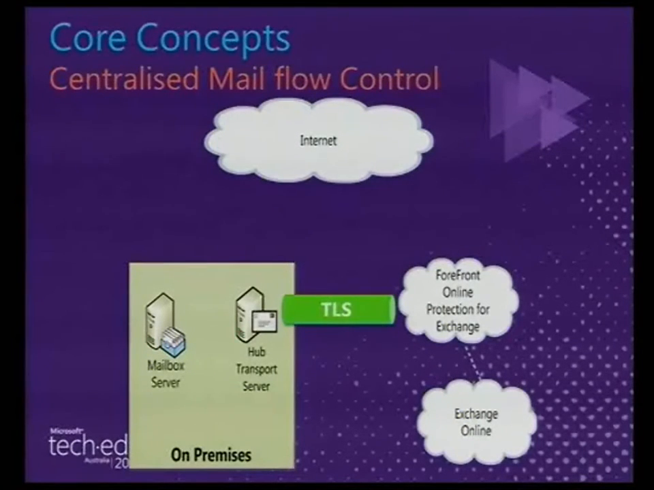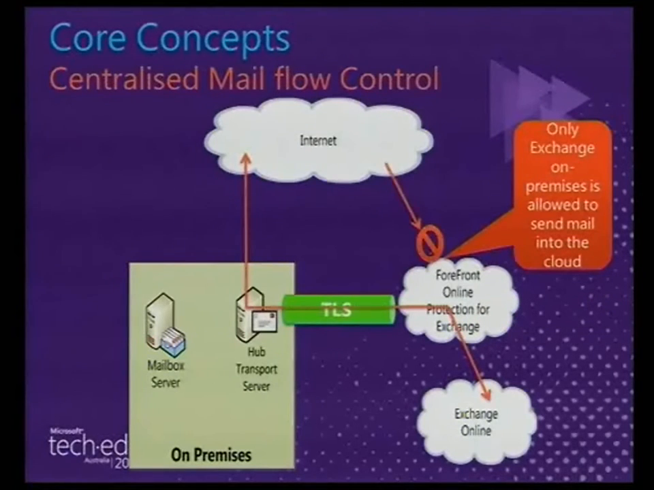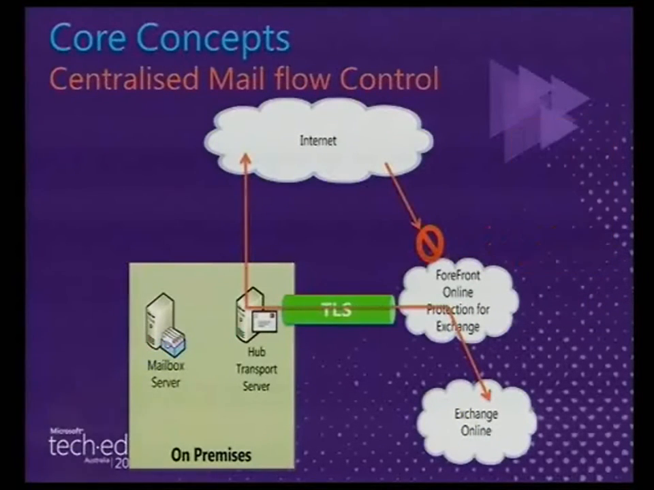Really, the way we do that is we have our TLS tunnel. We just set up our connectors to make sure that our FOPE connector only receives mail from on-premise and only sends mail to the on-premise environment. So it won't allow mail to flow there directly. So we'll move over to the demo now.